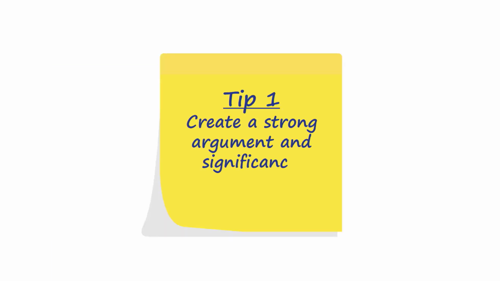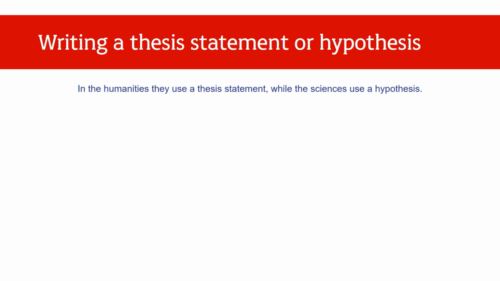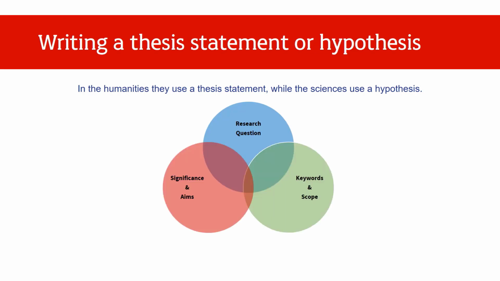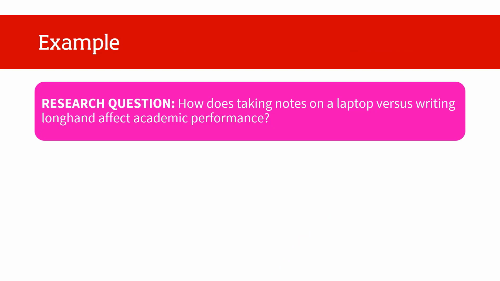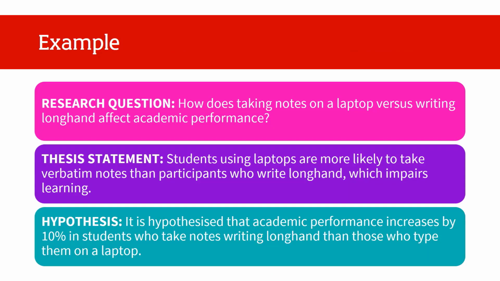Let's begin by discussing your argument. A thesis cannot exist without a thesis statement or hypothesis. To form these, you need to consider your research question, significance, scope, and central argument. Here is an example of how to turn a research question into a thesis statement or hypothesis.